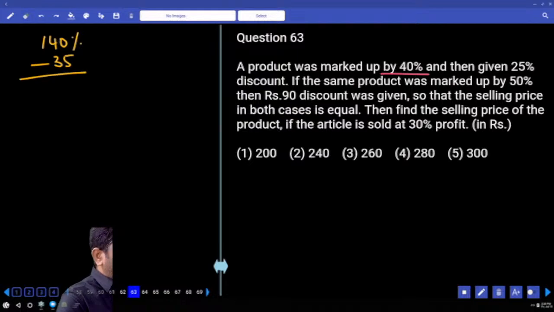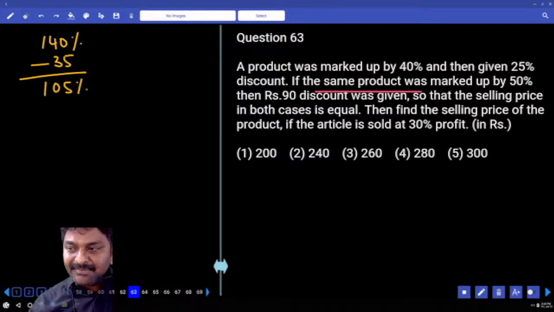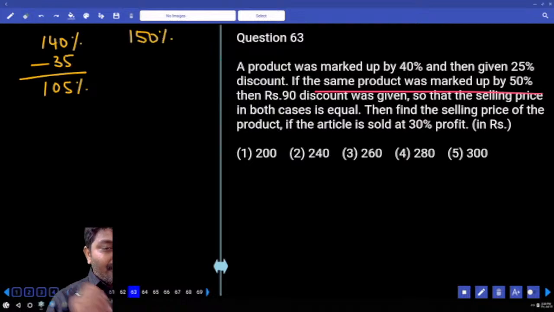25% discount on 140, half and half. Half of 140 is 70. Again half, 35. At what price are we selling? This is the selling price, right? Next case, it is marked up by 50%. It becomes 150%. Here it was a percentage.